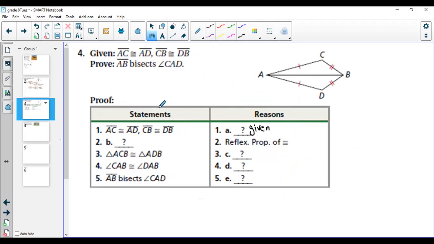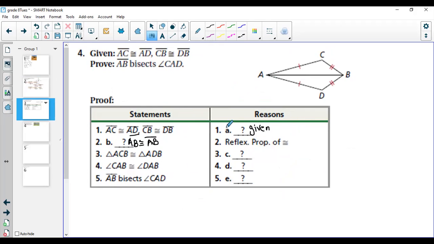It's already given in the question. We need to prove AB is bisecting angle CAD. So we need to prove that it's bisecting this angle. Which is the reflexive property of congruence? It's AB is congruent to AB.